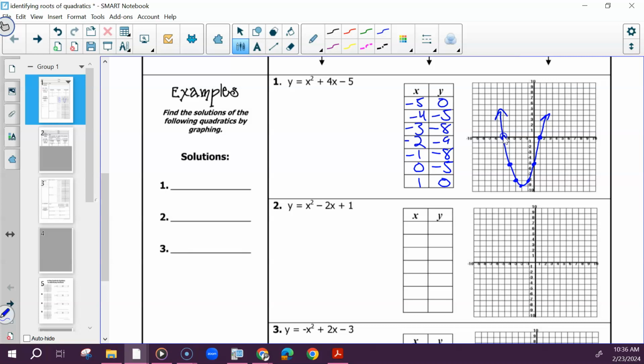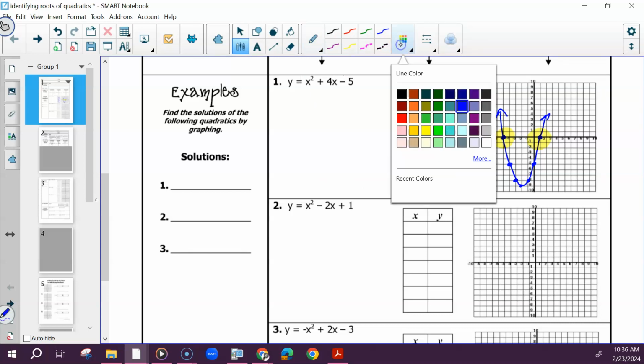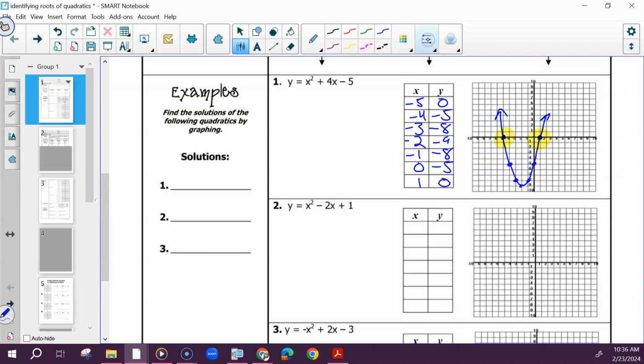So then as we're looking at this, how many solutions does this have? 2. It crosses the x-axis twice. So we're going to write these just as we did when we were solving the quadratics by taking the square root, using the curly brackets. So x equals curly brackets. What are the 2 solutions?